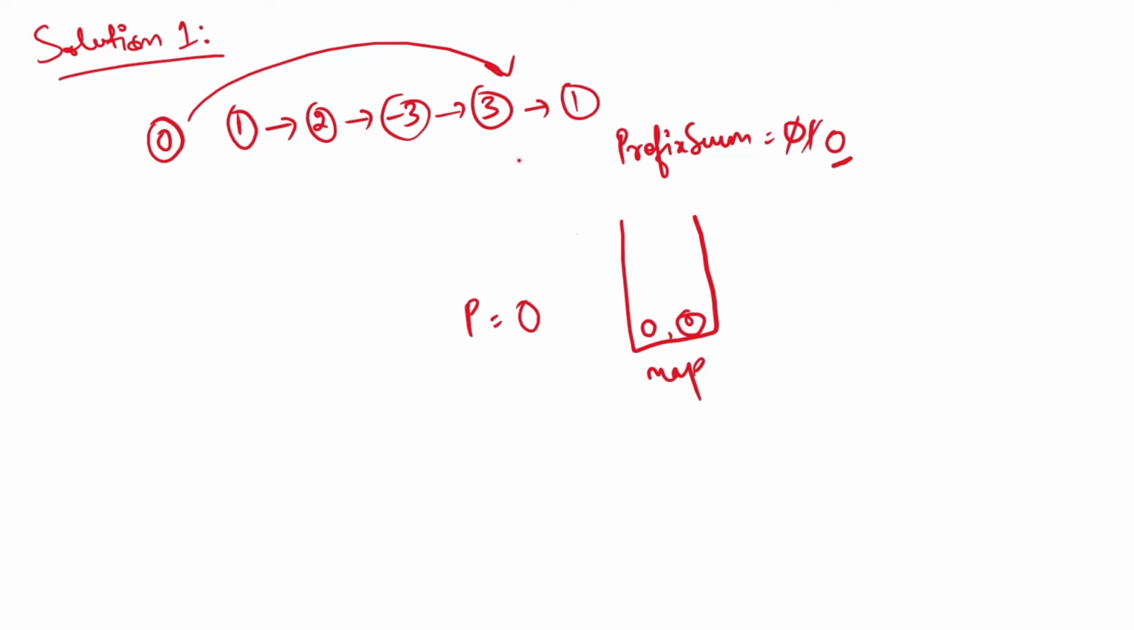Now what we will do, we will move our current from here to here. Now we will again check. Now our prefix sum will be 3. So 3 is not present. We will put 3 here and node 3.